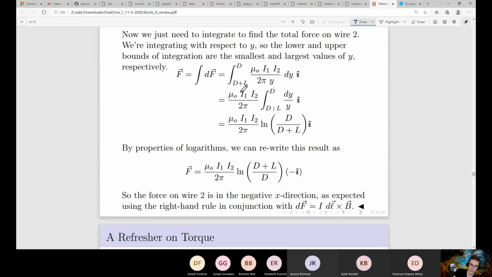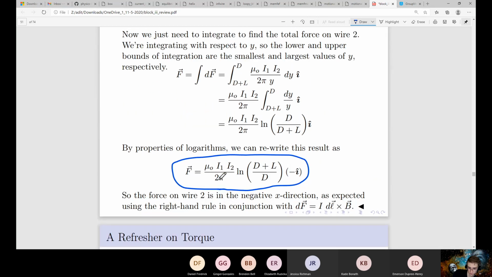If I just get rid of the negative signs, that's what it comes out to here. D plus L for the lower bound and D for my upper bound. I stick that in there. Mu naught, I1, I2, and 2 pi are all constants. Those come out. Then I have the integral of 1 over y, which is just a natural log. I can rewrite the natural log by making it negative and then flipping what's inside of it to find that for my total force equation.